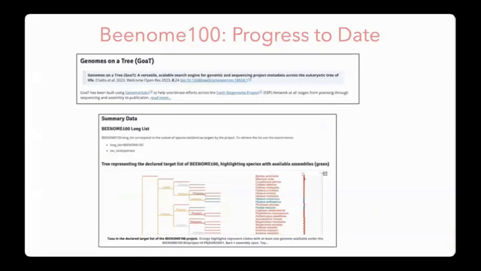In addition to our standalone website, Beenome100 is now featured on the GOAT website, or Genomes on a Tree. This is a really great tool which provides detailed information about what species Beenome has targeted, as well as the progress of those genomes. We just got this set up in the last month, and we'll be updating and maintaining it monthly. So you can come and track the Beenome progress here.